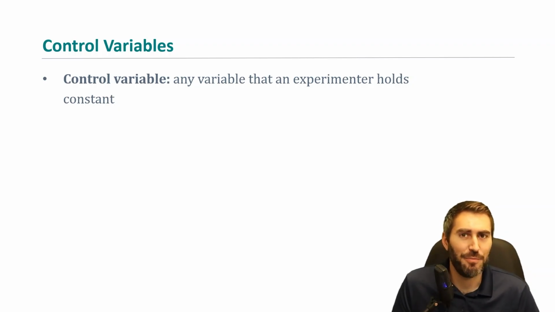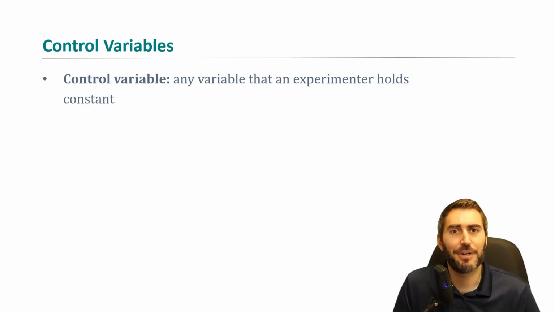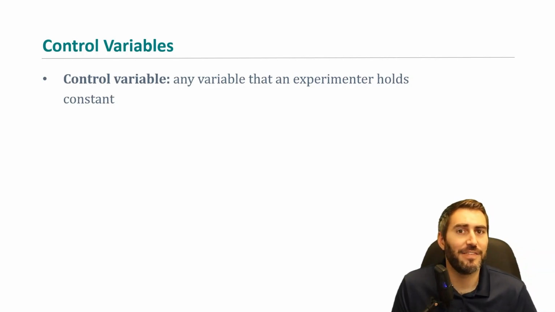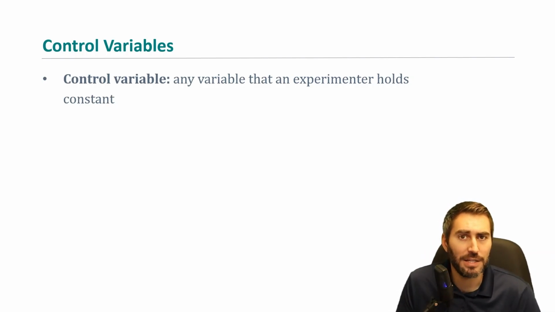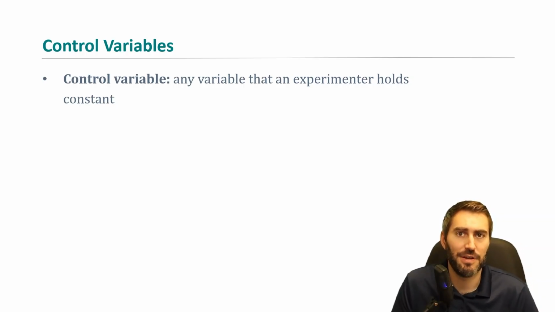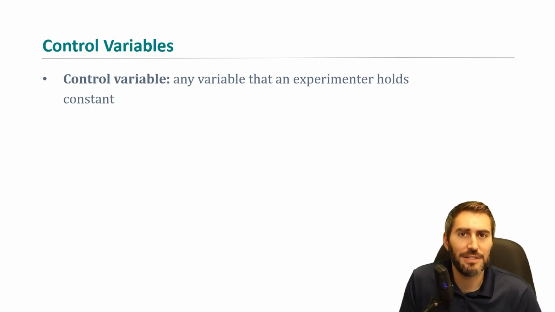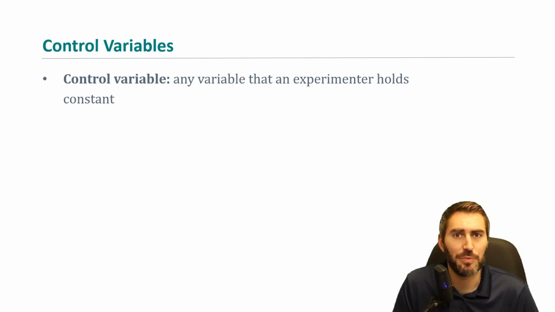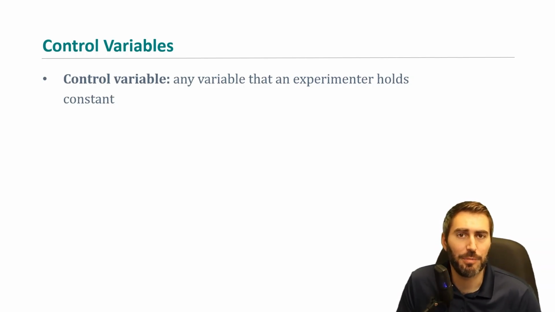Now, the name is kind of a misnomer because the word variable itself suggests change, but a control variable is actually anything that the experimenter holds completely constant across all participants. Why do we do this? Well, because we want to make sure the only difference between our groups is the independent variable itself.